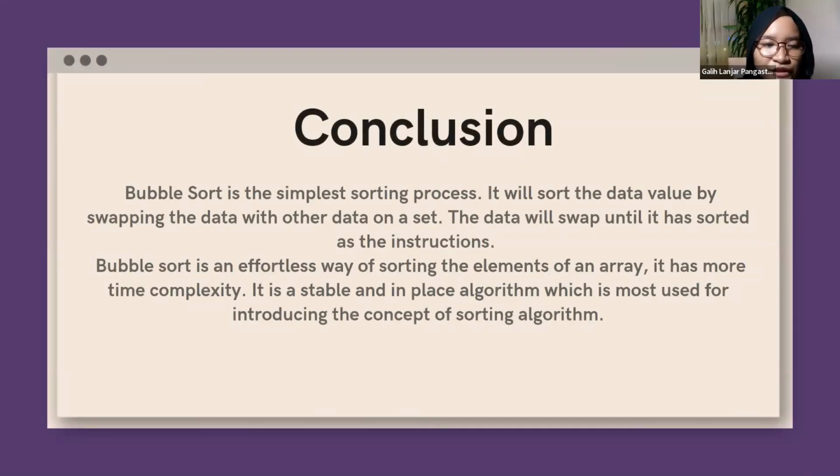For the last is conclusion. So bubble sort is the simplest sorting process. It will sort the data value by swapping the data with other data on a set. The data will swap until it has been sorted as the instructions.